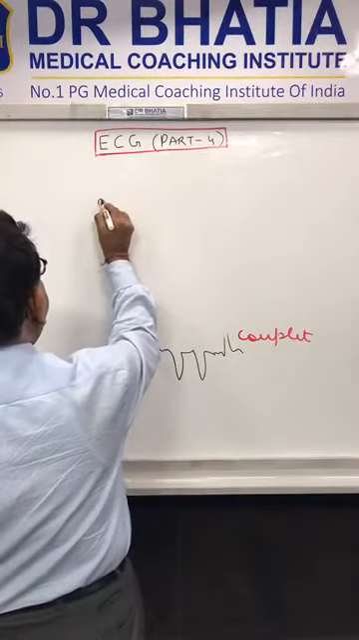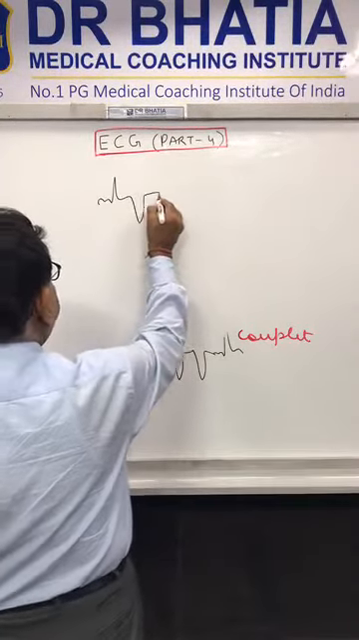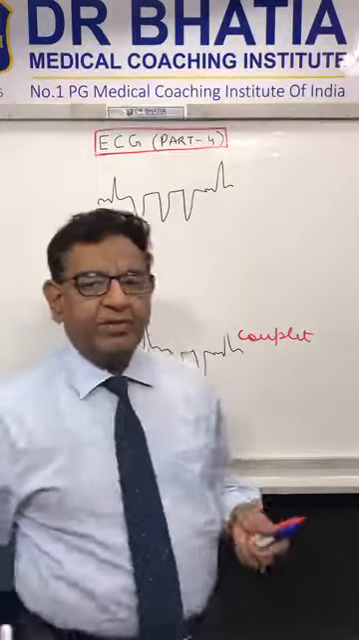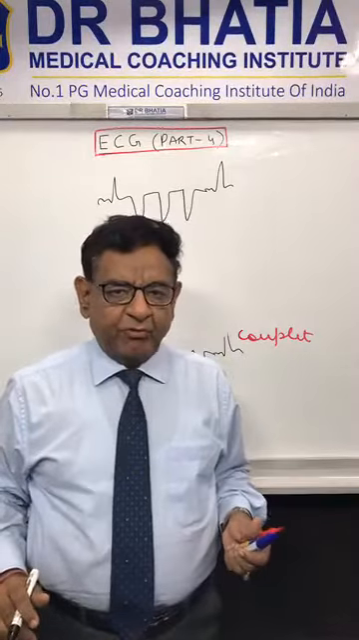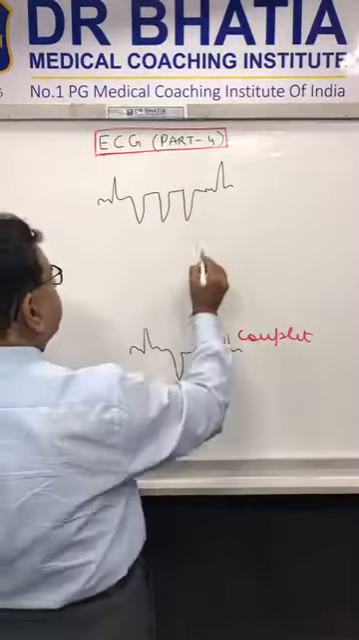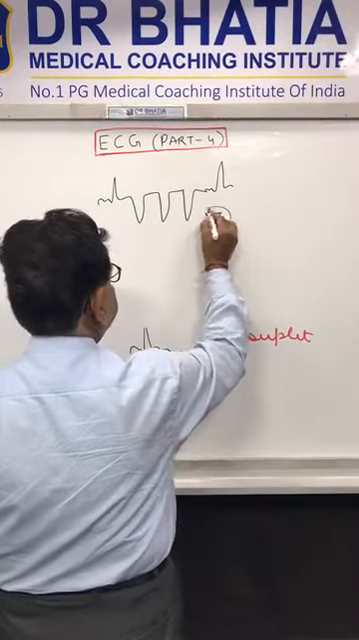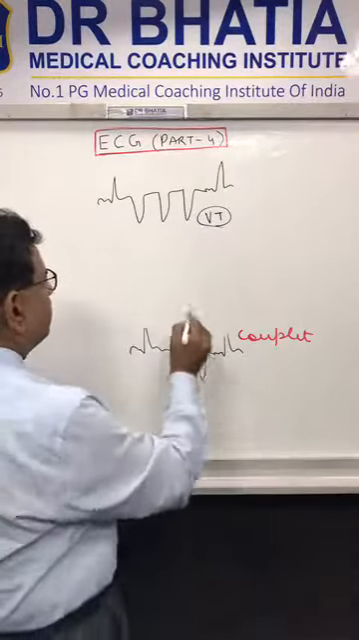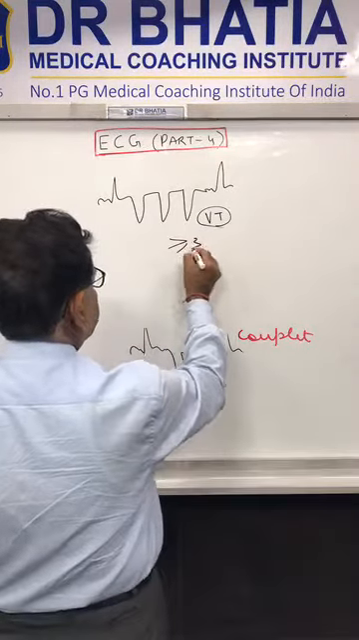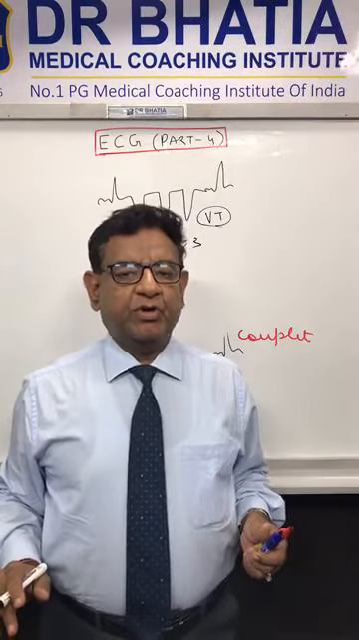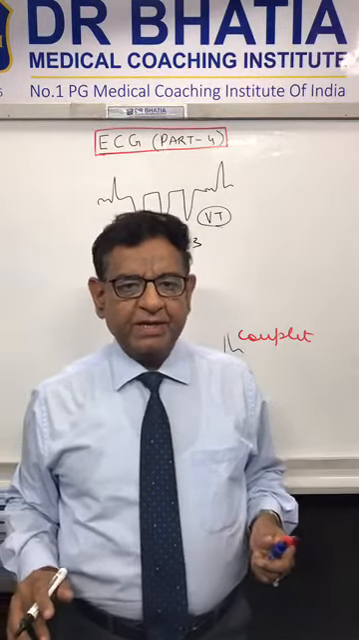Normal beat, ectopic, ectopic, ectopic, normal beat. So here we are getting three ventricle ectopics in continuation. This is known as ventricle tachycardia. So in any recording, if we get three or more than three ectopics in continuation, we call it ventricle tachycardia.